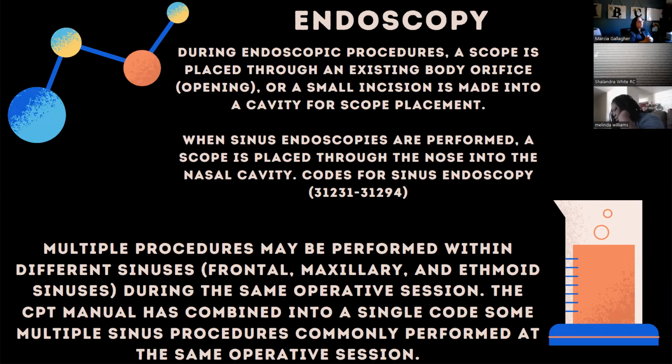Multiple procedures may be performed within different sinuses. Here are some different parts of the sinus: the frontal, the maxillary, and the ethmoid sinuses. During the same operative session, the CPT manual has combined into a single code some multiple sinus procedures commonly performed together. How are you going to know if it can be coded together? Well, it's going to tell you in your CPT. We're going to do some examples, so don't worry.